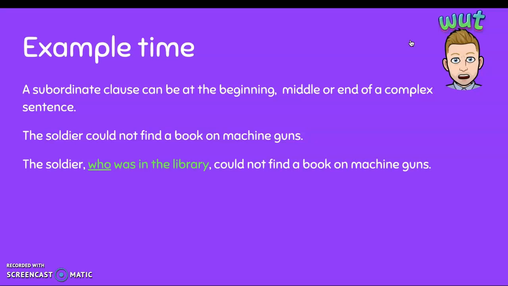What have we done? We've added a subordinate clause in the middle of the sentence by using the word who. And this subordinate clause tells us where the soldier is, so it adds that little bit more detail to the sentence. The soldier, who was in the library, could not find a book on machine guns.